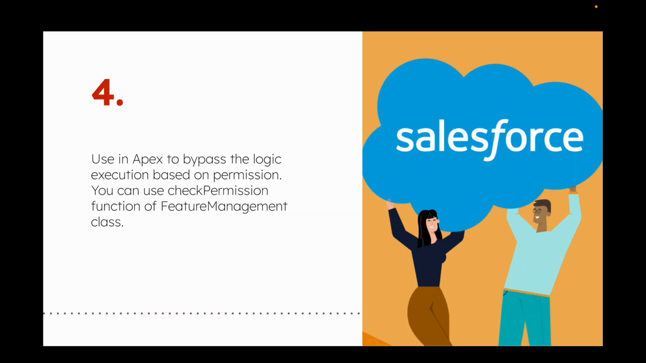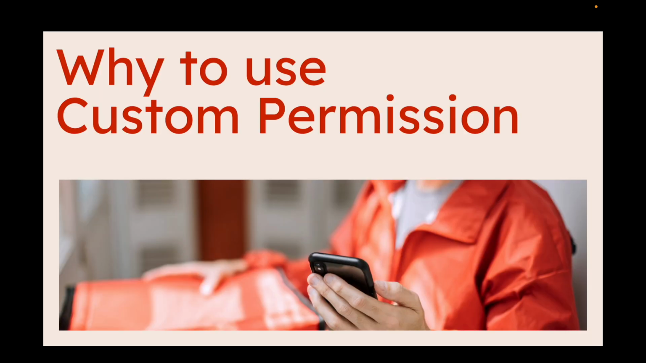We can even use it in Apex to bypass the logic executed based on permission. Similar to the validation rule, we can use the check permission function of the FeatureManagement class. So you can just use the check permission function and see if that user has your particular custom permission or not. Then why are we using it? I hope you are clear so far on why we are using it.